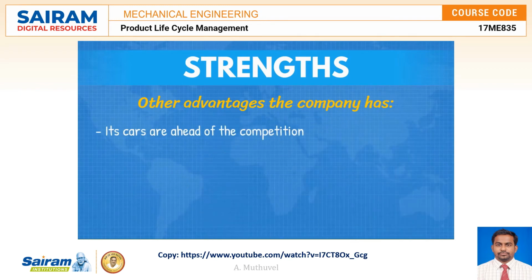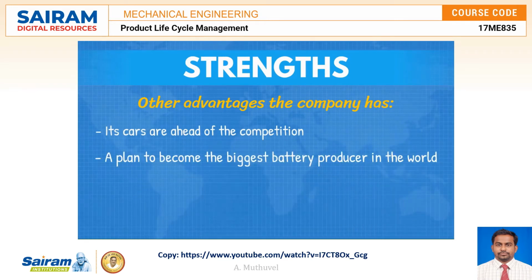Its cars are ahead of the competition in terms of battery range and experience with battery production and recharging. Tesla has put in motion a plan that would make it the biggest battery producer in the world. The company intends to construct several gigafactories, 3 in the US, 1 in Europe, and 1 in Shanghai, resulting in a significant cost advantage against competitors who outsource battery production.